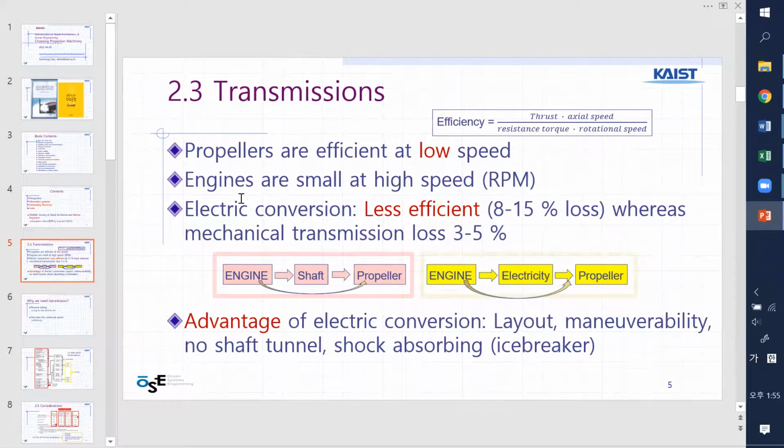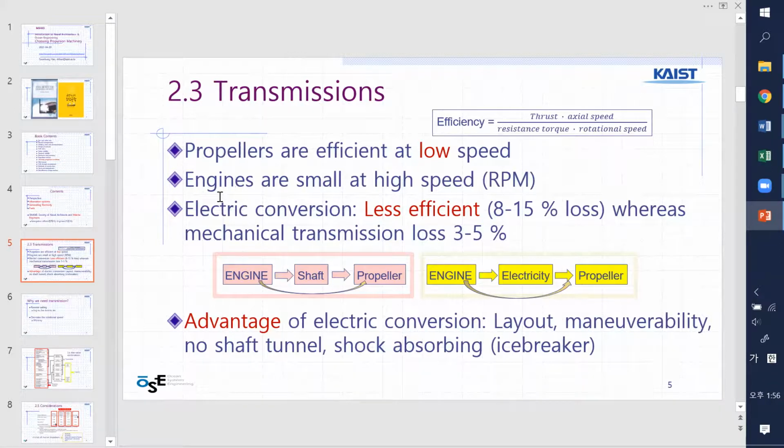Transmission. So the propeller and engine are connected, but usually the engine is high speed compared to the propeller itself. You can remember the RPM of your passenger car. And there is another idea of electric conversion, but usually it is not efficient compared to direct drive propellers. About 5 to 10% more loss.